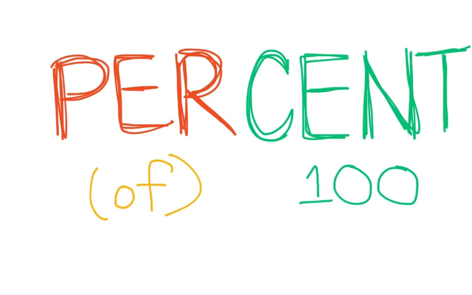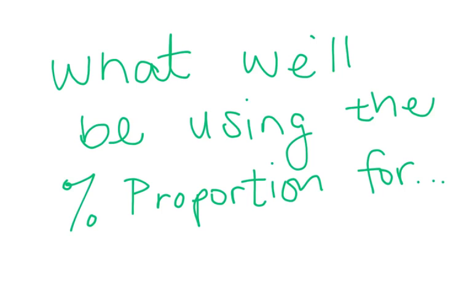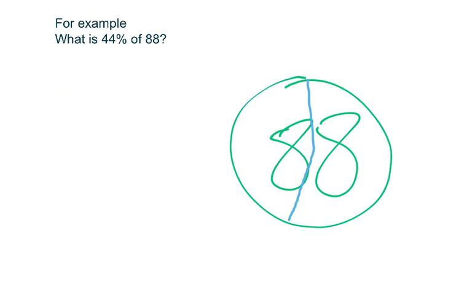So anytime you see a problem from here on out for the rest of the year, anytime we're talking about percents, one of the fractions in the proportion is going to be out of 100. So we will be using the percent proportion to find parts of a number and sometimes percents of a number. So let me show you what that means.